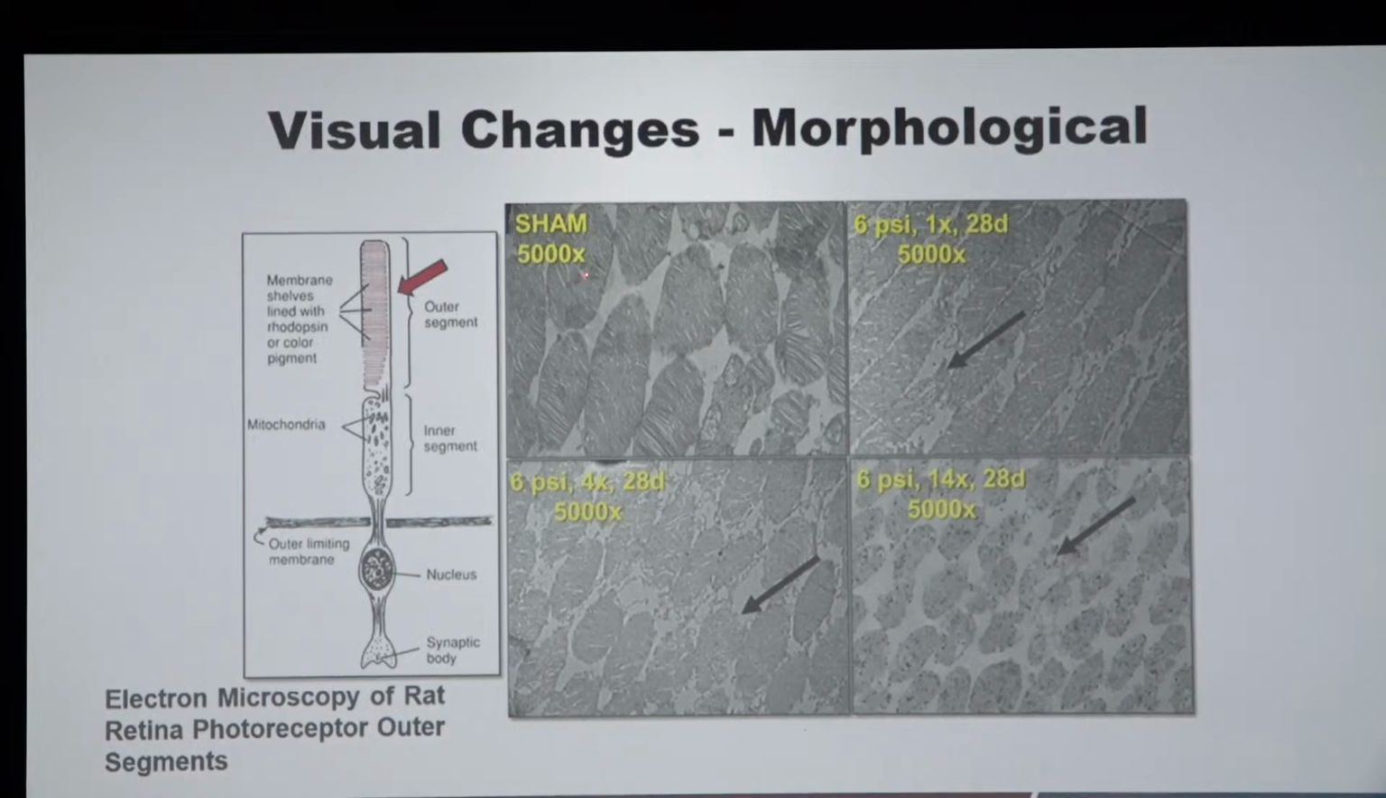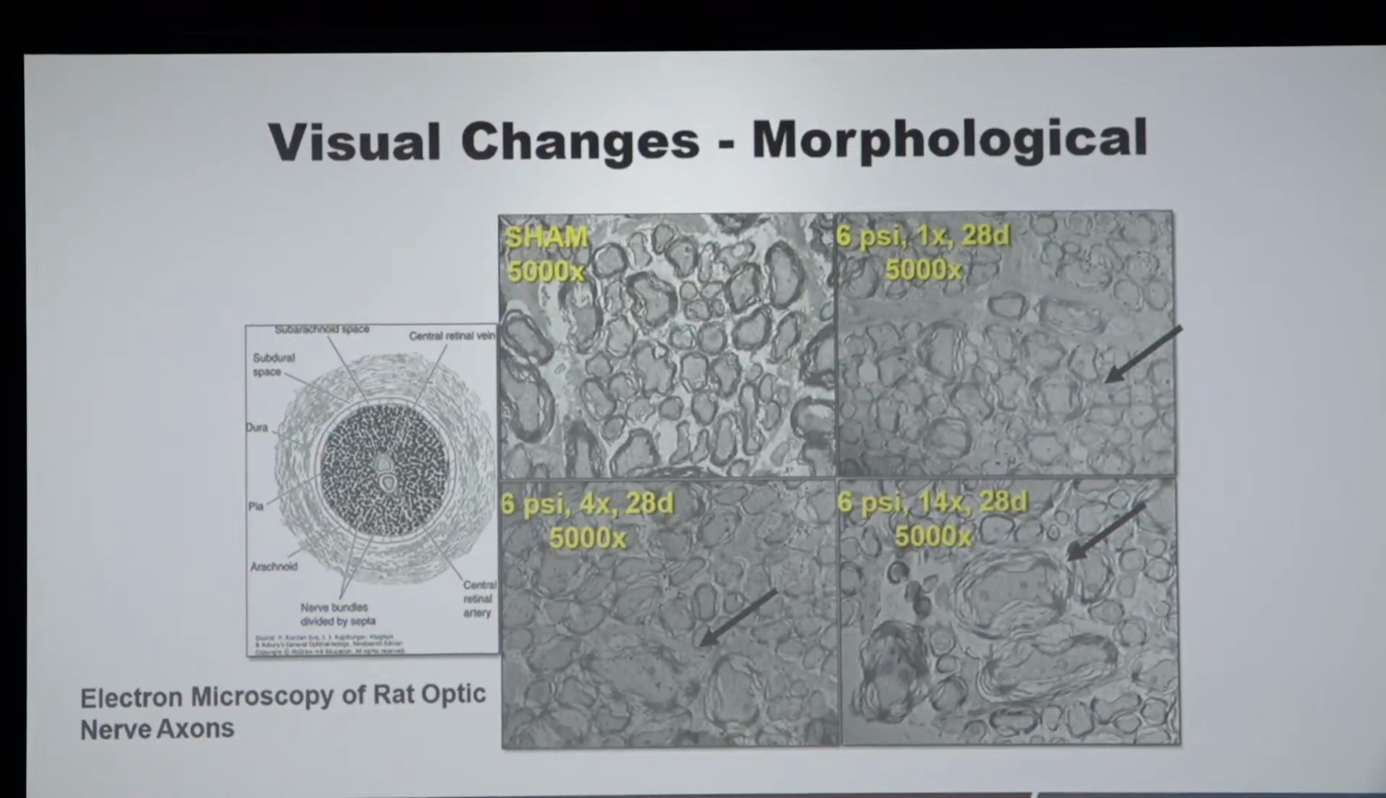You see the outer segment, this is the outer segment, you see the inner segment, and there's a connection here. With shams, they're very healthy. You can see they're fat and fluffy and happy. As you can see, in one exposure up to 28 days, the segment starts to detach. They're no longer that healthy. But as you go higher and higher, you see a gradient increase in these detachments and the pathology develops.